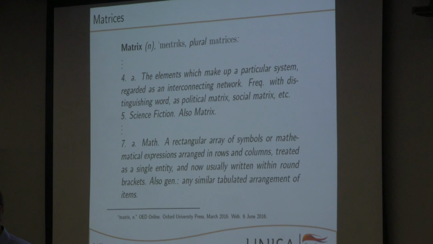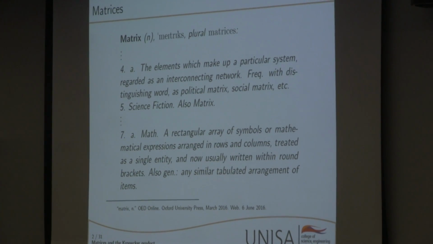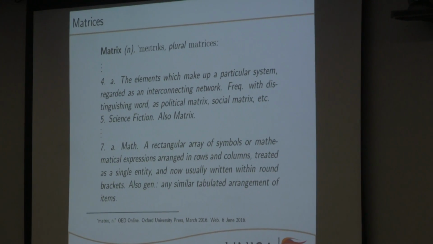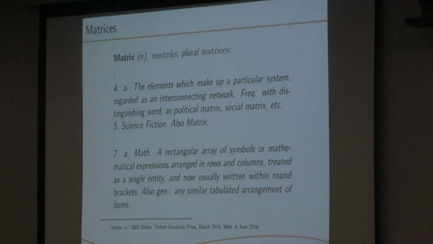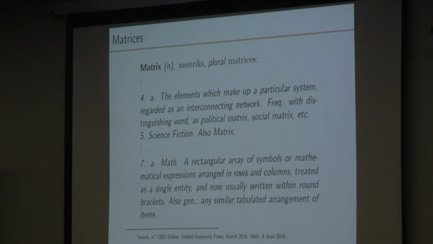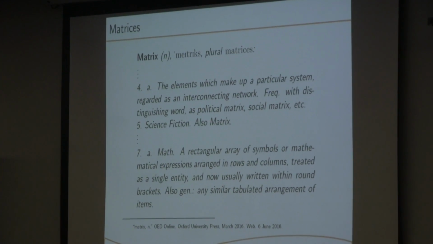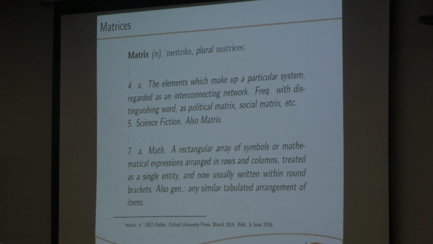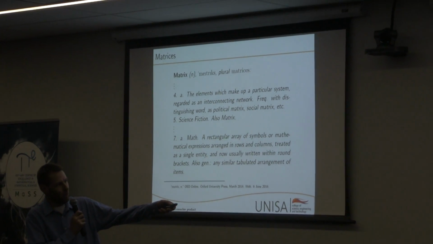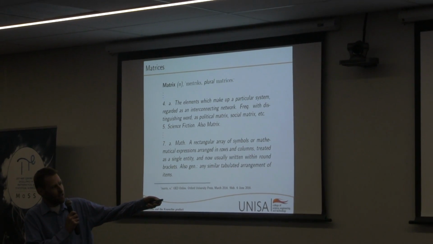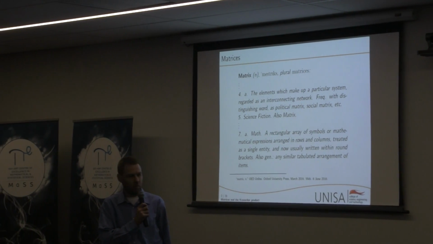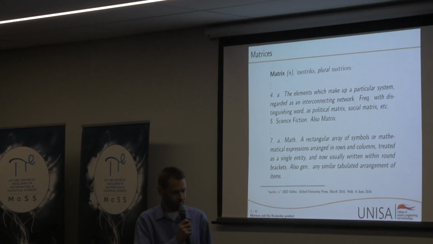Right, so from the Oxford English Dictionary, a matrix is, if you look at definition 7, a rectangular array of symbols or mathematical expressions arranged in rows and columns, and then treated as a single entity. That is the algebraic form. I'll show you a little bit of that as we go along. And there are some other definitions, most of them not so relevant. You might know this one, we'll see in a moment. And 4a is also particularly useful. It's about the relationships or the interconnectedness of information in some system.